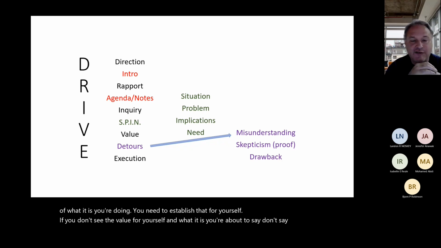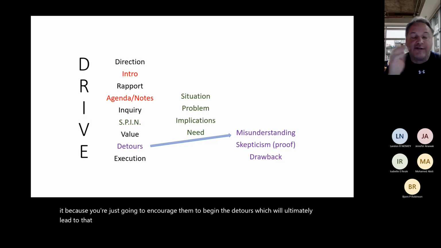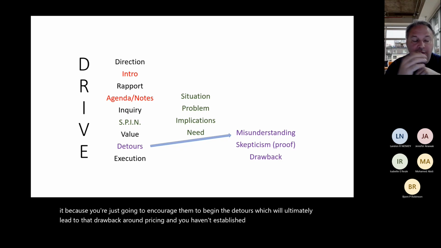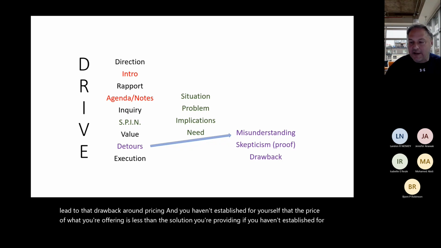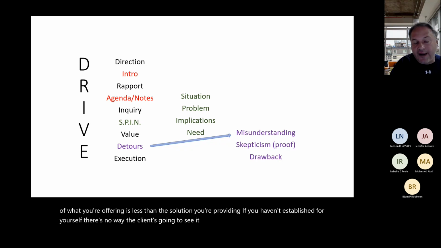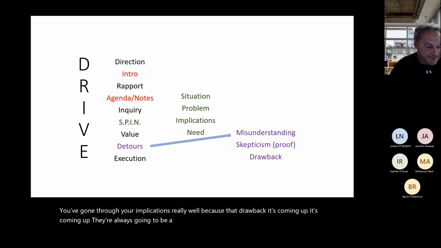Don't say it, because you're just going to encourage them to begin the detours, which will ultimately lead to that drawback around pricing. And you haven't established for yourself that the price of what you're offering is less than the value of the solution you're providing. If you haven't established it for yourself, there's no way the client's going to see it. So do not engage until you understand that you've gone through your implications really well, because that drawback is coming up. There's always going to be a reason that they can't do it.